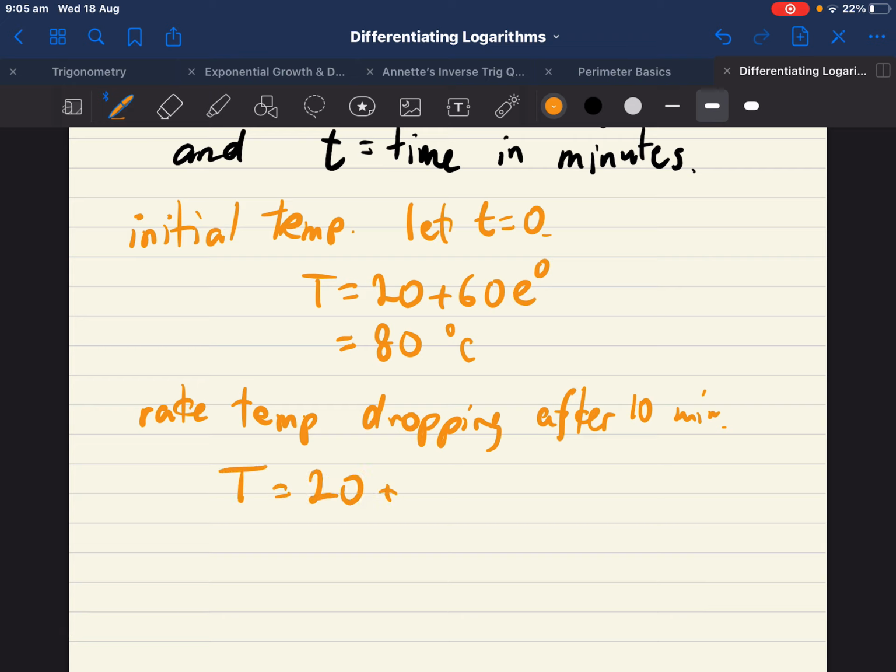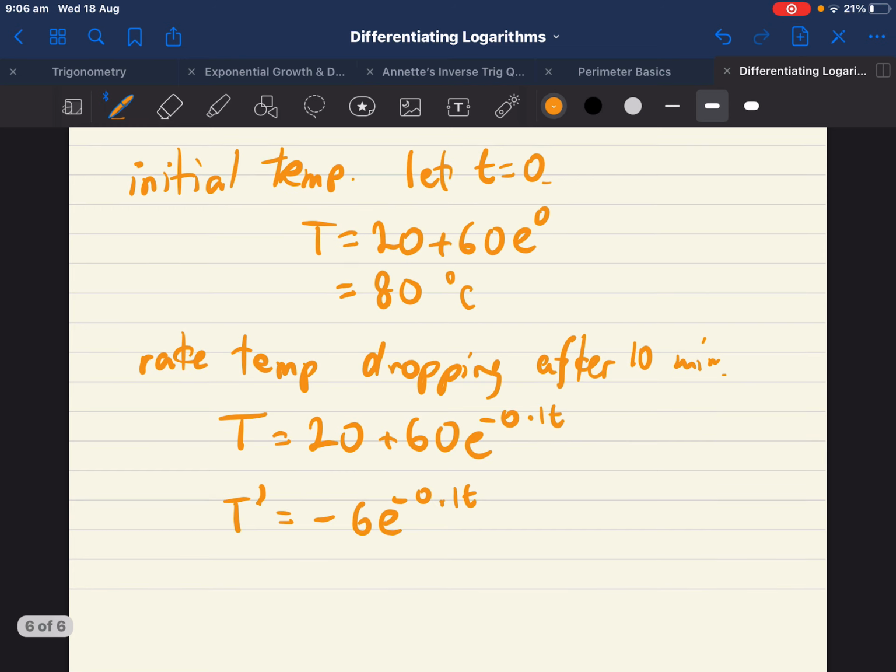So this is the original formula. Differentiating, I'll just use the shorthand notation, T dash. Okay, 20 would disappear. Differentiating the exponential, remember the derivative of what's at the top comes down the front. So you end up with 60 times a negative 0.1. And then this part remains unchanged up the top. Okay, so I've differentiated it, and we're going to let t equal 10 for the 10 minutes past.